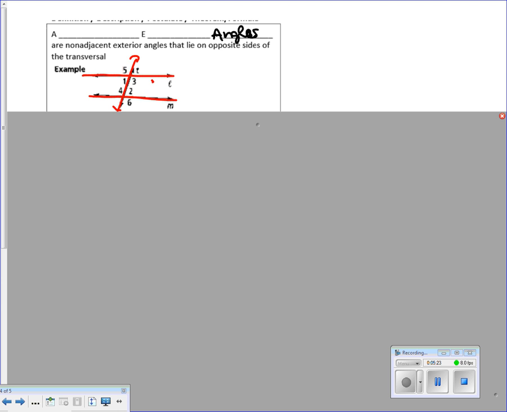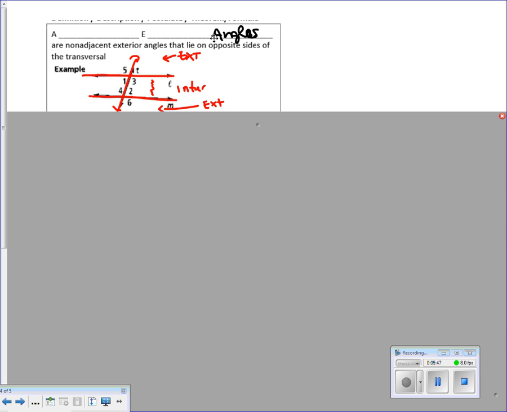Angles that are in between the two lines are called interior angles, and that means everything else is exterior. So these are exterior angles up here, and then out here there are exterior angles. 6 is an exterior angle, and so on. Those are all exterior angles.